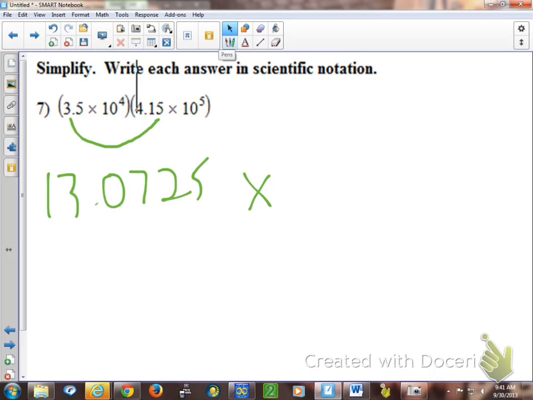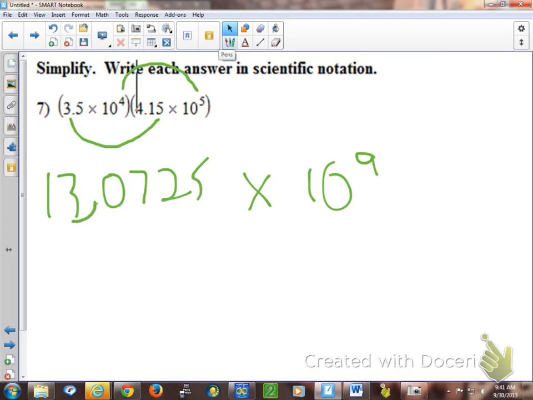And then, who remembers the trick when you multiply the tens? Just add the exponents. Is this problem done? No. Why not? Because it's not a number between 1 and 10. Exactly. You can only have one digit in front of the decimal in scientific notation.